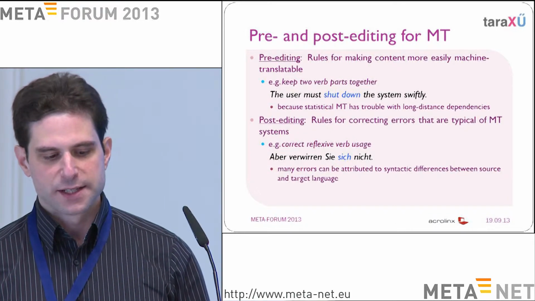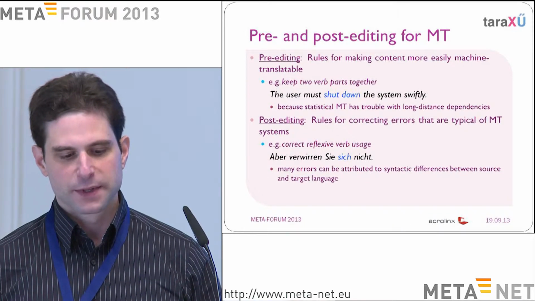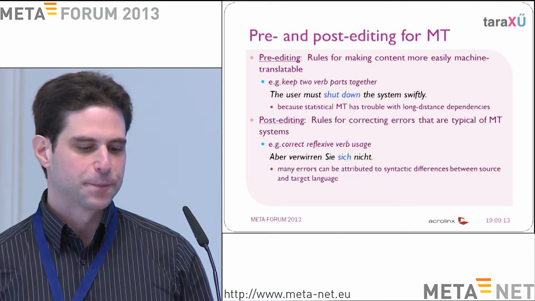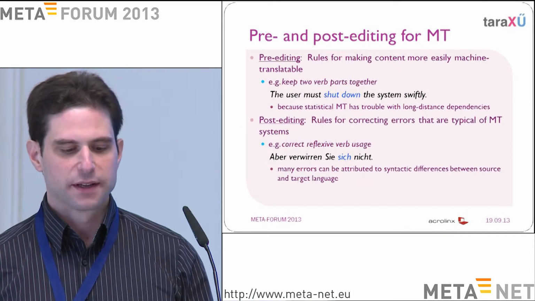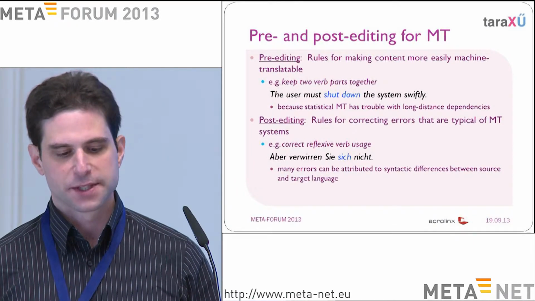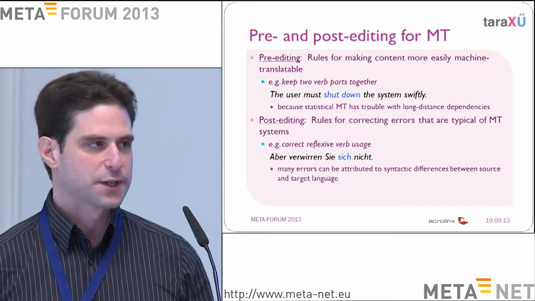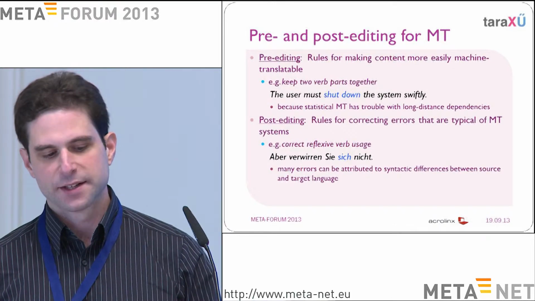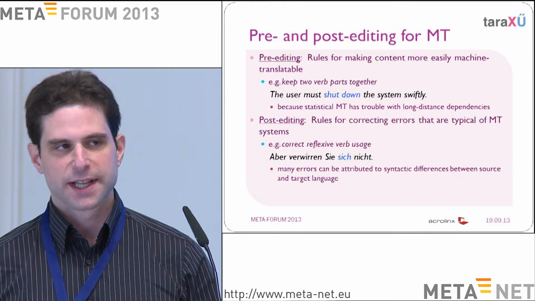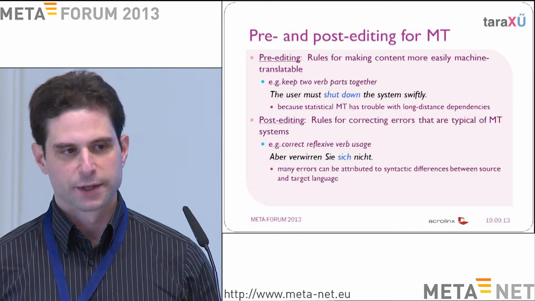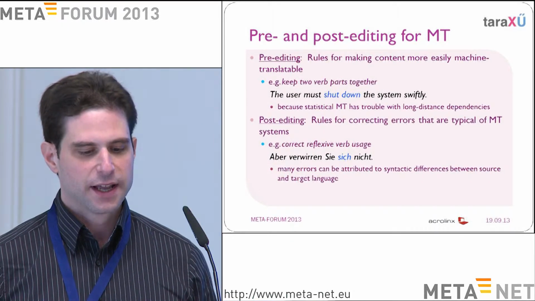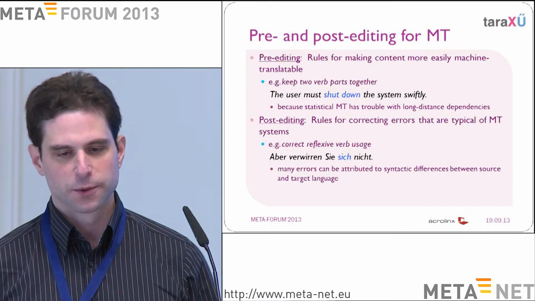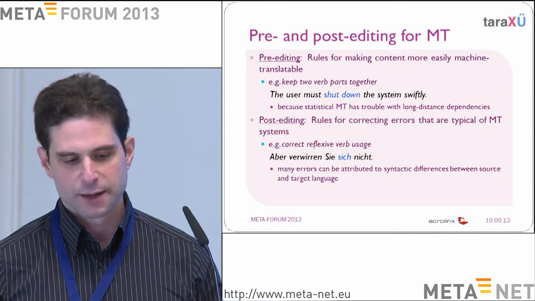And then post-editing is about rules that attack errors that are typical of MT systems. So, for example, many errors can be attributed to syntactic differences between the source and target languages. For example, if a verb in the source language is not reflexive but needs to be translated to a reflexive verb in the target language, it's not uncommon for the reflexive pronoun to be missing. So in this case, the sich, the reflexive pronoun, might be missing, so we have a rule that specifically looks for that type of error.